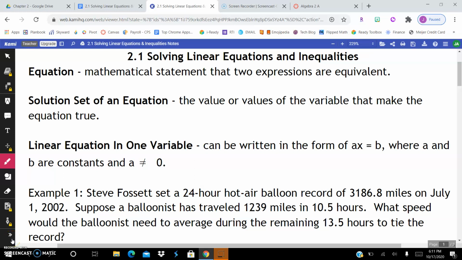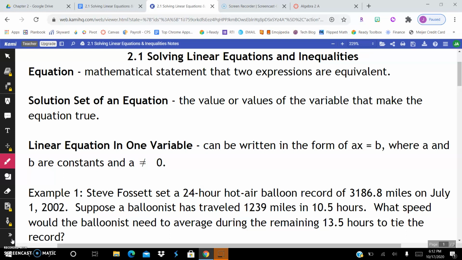We are going to start Chapter 2 today with Section 1, Solving Linear Equations and Inequalities. So this is a review from Algebra 1 and actually pre-algebra where we learn to solve equations. An equation is a mathematical statement that two expressions are equivalent. So an equation has an equal sign.